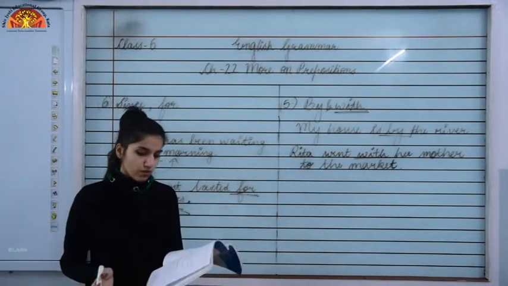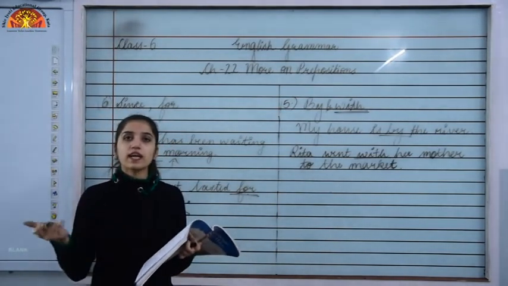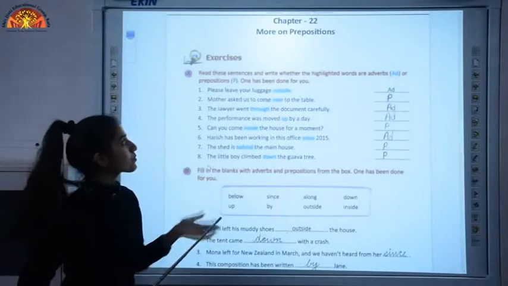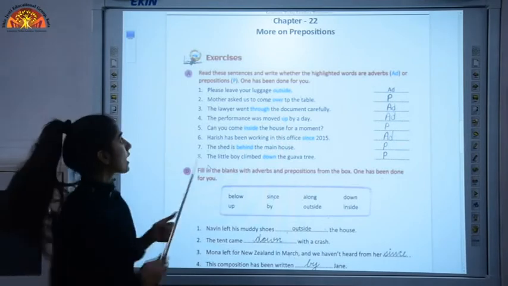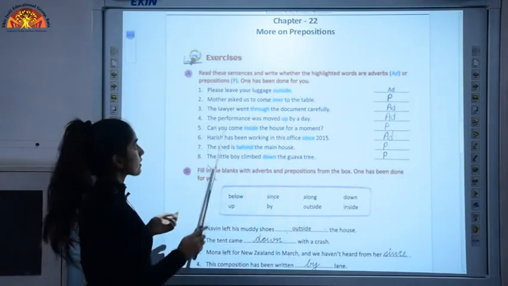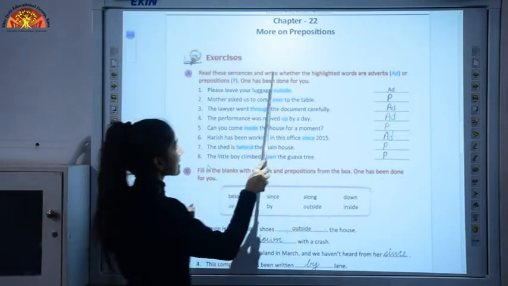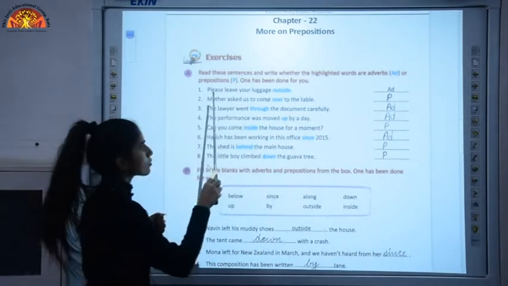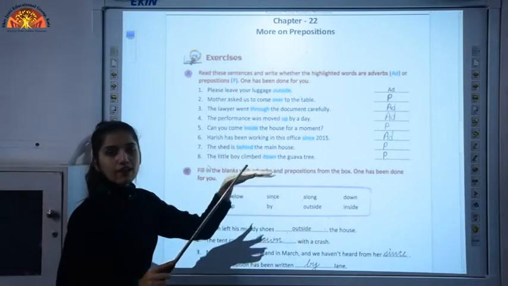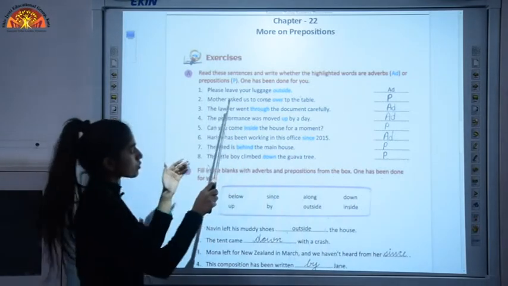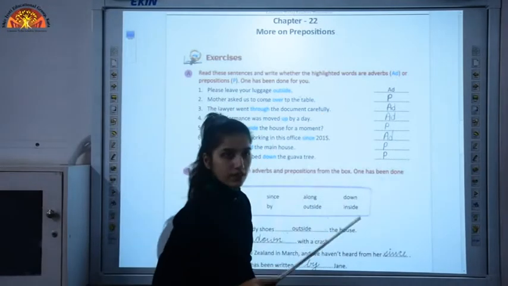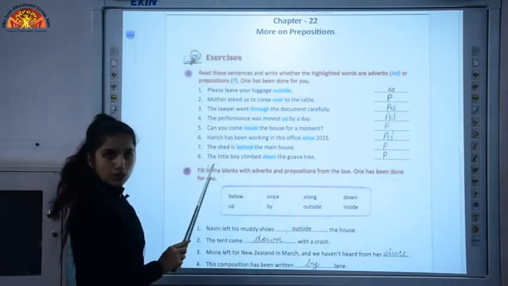So this was chapter 22, and now we will be doing the exercise of this chapter. Let's move to the exercise, and the first exercise we are going to do today. Read these sentences and write whether the highlighted words are adverbs or prepositions. For adverbs we have to write AD, and for prepositions we have to write P in these blanks given over here. Okay.